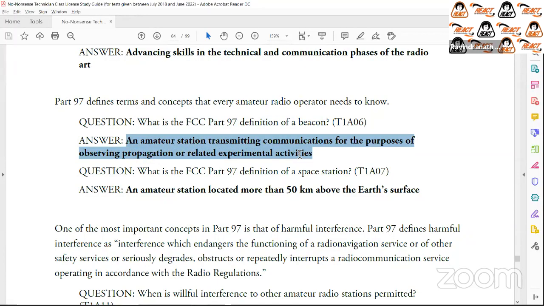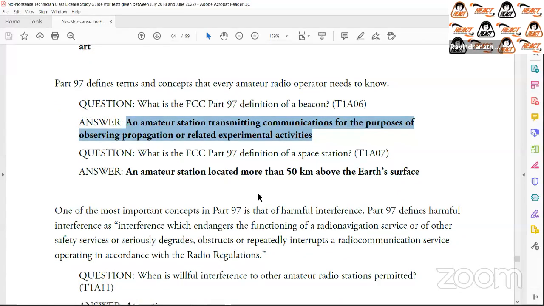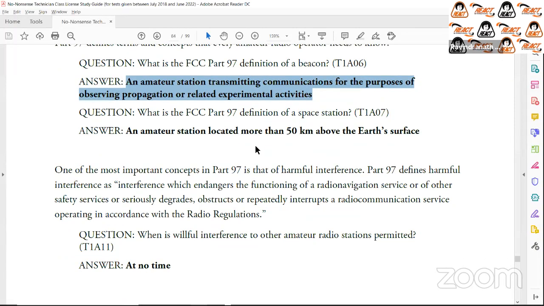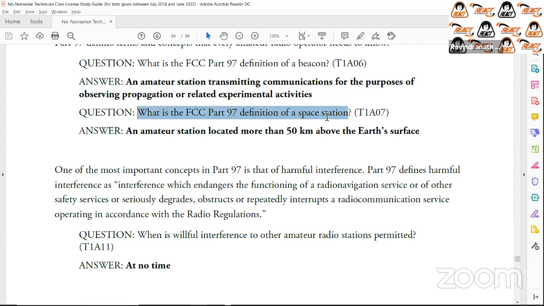Right, so what is a beacon? It's an amateur station transmitting communications for the purposes of observing propagation or related experimental activities. Hams listen for those beacons, and if they hear the beacon, they conclude, all right, there's good propagation between where the beacon is and where I am. There are beacon stations all around the world, and you just have to tune to the frequency. And if you hear them, that is a conclusion: we have good propagation from that location to my location.